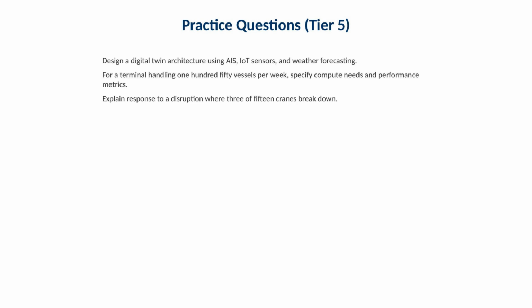This question asks you to design a digital twin using AIS, Internet of Things sensors, and weather forecasting. For a terminal handling 150 vessels per week, you specify compute needs and performance metrics, then explain response to a disruption where 3 of 15 cranes break down.